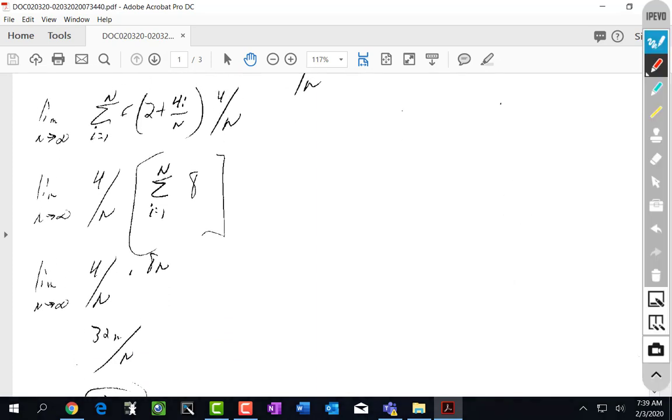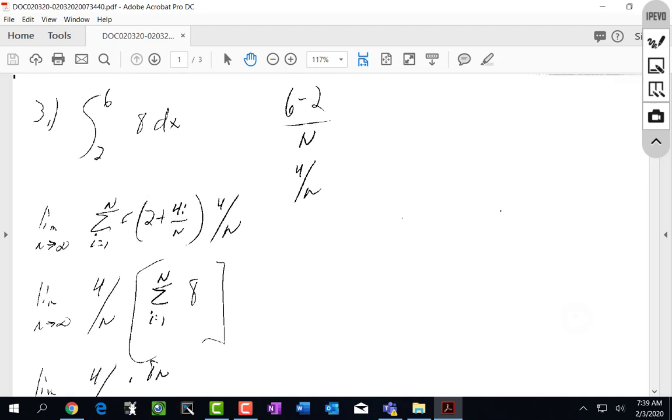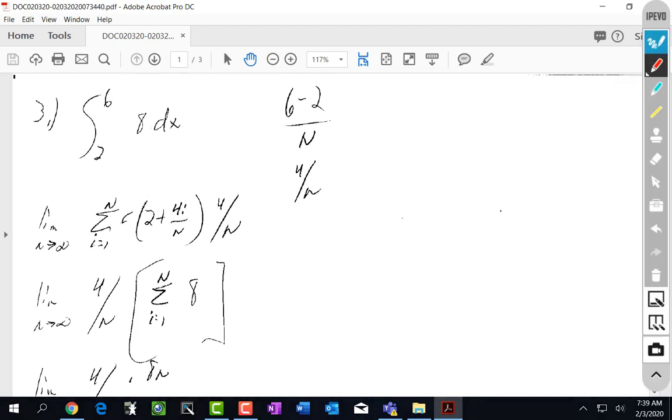Okay, so now to solve it, here's my 4 over n, which is a constant, so it's going to go out front. And now remember, this expression is going to be substituted into the original equation. So this 2 plus 4i all over n is going to go into this function, 8. And notice there's no variable right here. Since there's no variable, when I substitute in, I'm just going to be left with the summation from i equals 1 to n of 8.